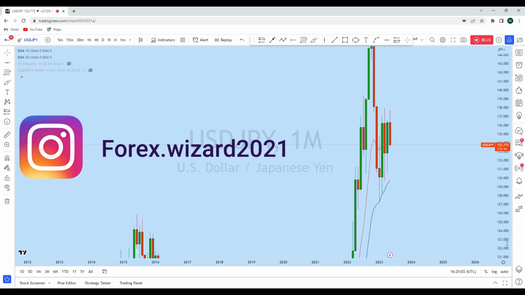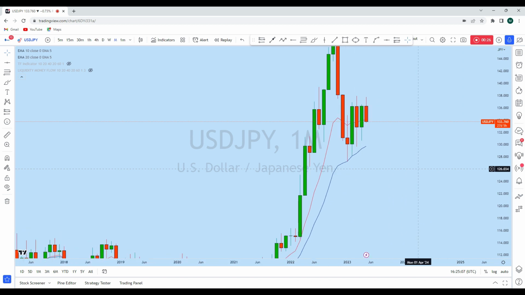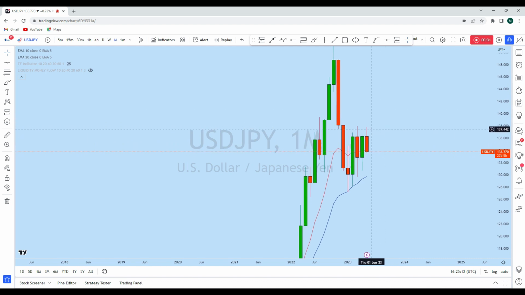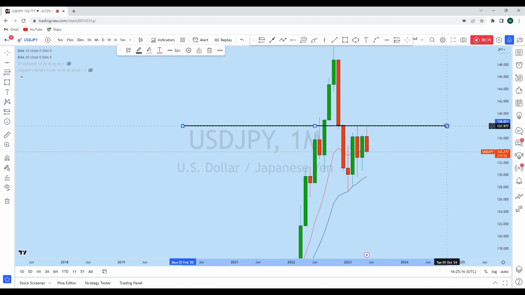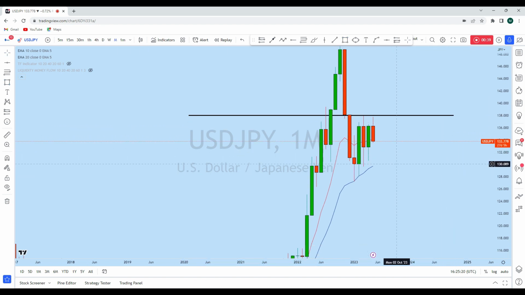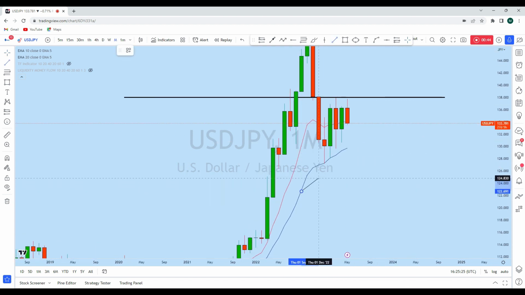Looking at the monthly time frame. Now from the monthly perspective, we can see the dollar yen after this previous monthly bullish candle this month, the price tried to break this long-term monthly resistance. From that resistance we saw that there was a strong rejection on dollar yen. Now with that rejection, the price is now coming back to this monthly support zone.